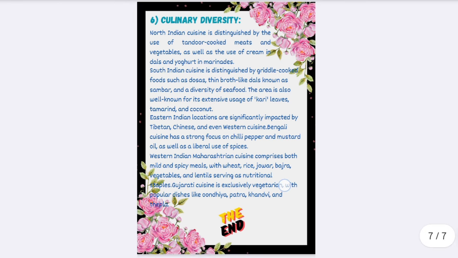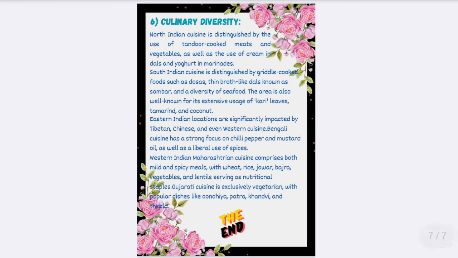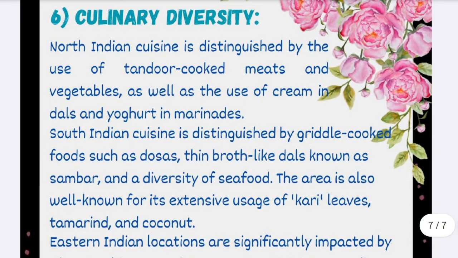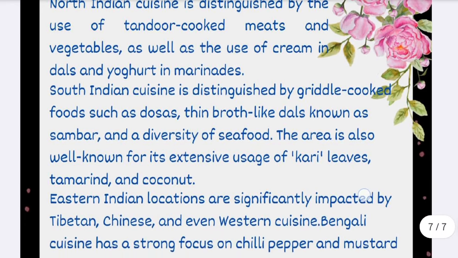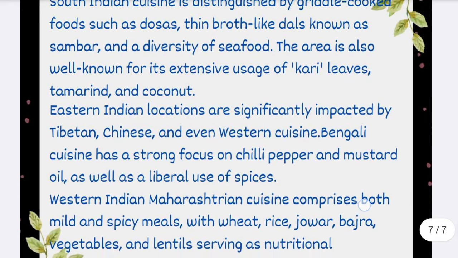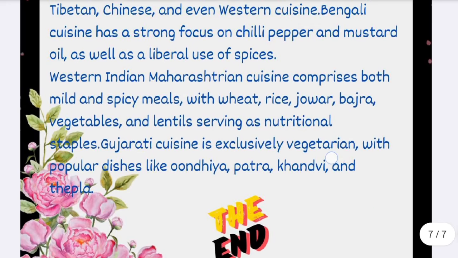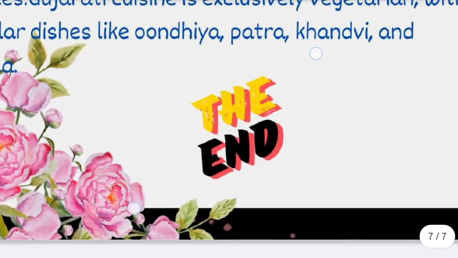Then the next page, the sixth point, culinary diversity. Have a close look at the page. You can write like this about culinary diversity, like this. And here is the end of the project.